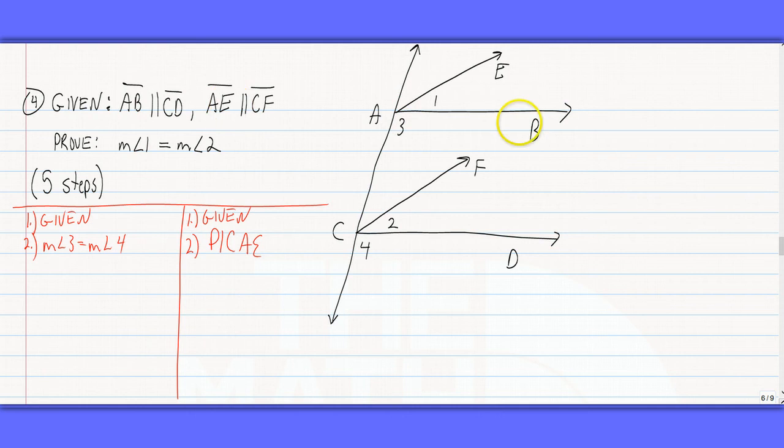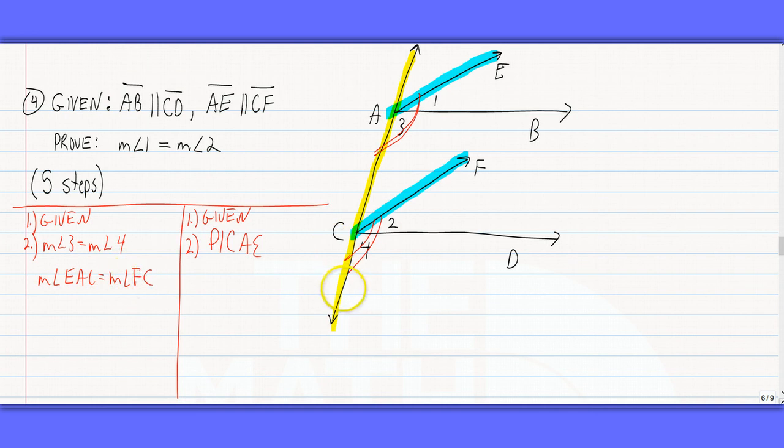The other part of the given says that AE is parallel to CF. We're using that same transversal again. This time the angles that are equal are this angle and this angle. Those are the two angles formed by the parallel lines and the transversal. So I could say that the measure of angle EAC is equal to the measure of angle FC.